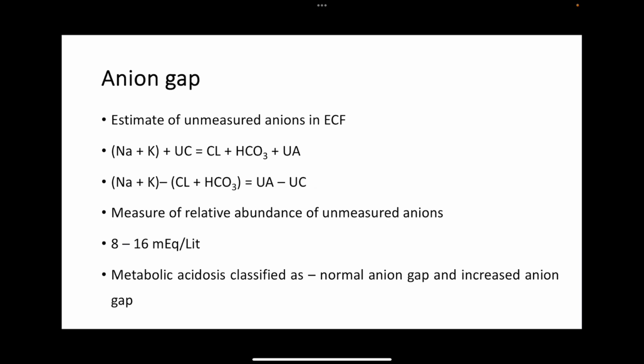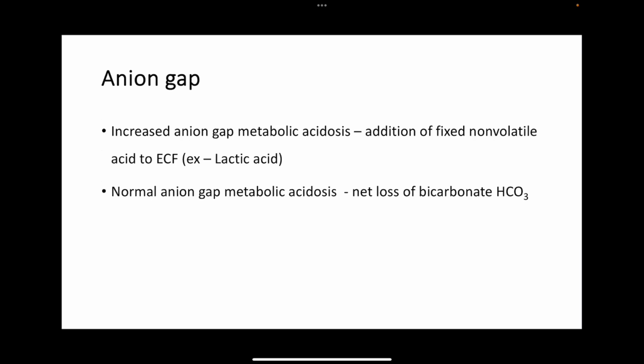The usual, normal anion gap is 8 to 16 milliequivalent per liter, and so metabolic acidosis can be classified as normal anion gap metabolic acidosis or increased anion gap metabolic acidosis. So whether it is because of excess of unmeasured anions or not, that defines the cause of metabolic acidosis. Increased anion gap metabolic acidosis usually occurs because of addition of fixed non-volatile acid to the extracellular fluid, such as lactic acid, and normal anion gap metabolic acidosis occurs because of a net loss of bicarbonate ions.